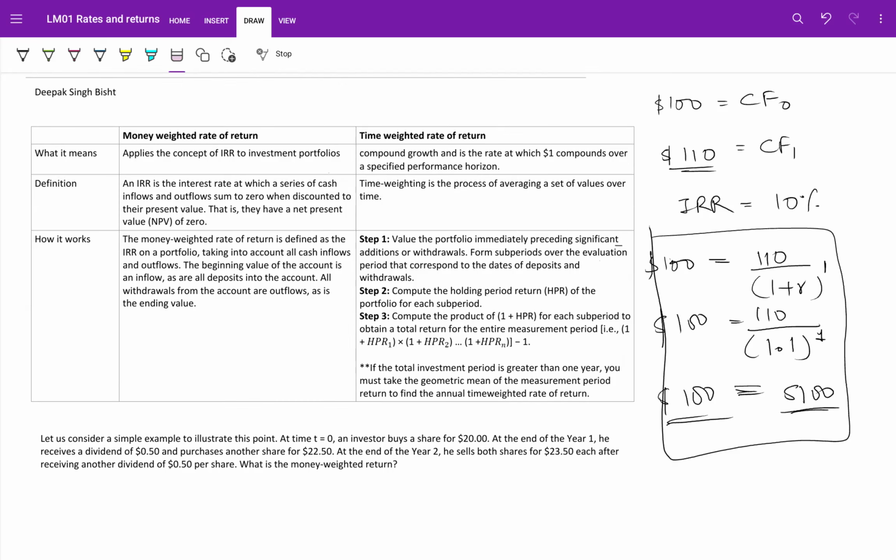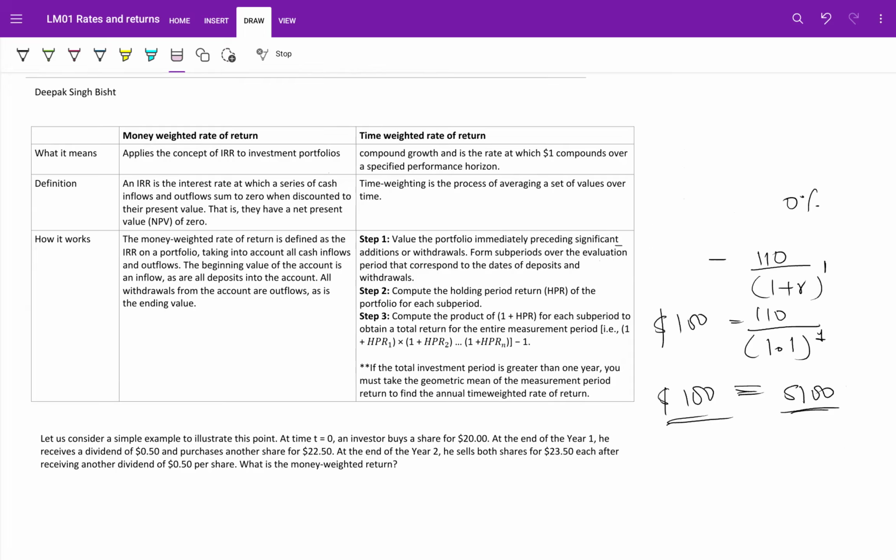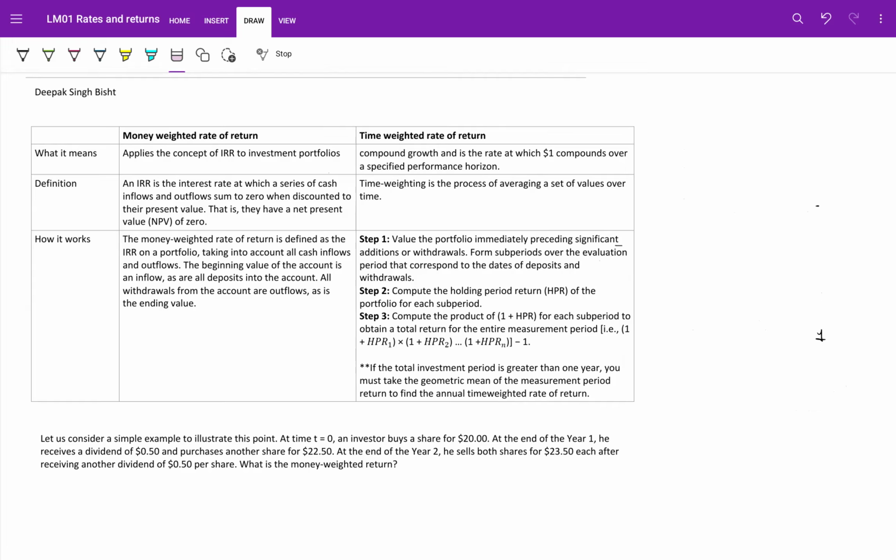The CFA exam is a multiple choice question based exam, and we will have time constraints when we appear for the exam. The example we just discussed is also mentioned in the how it works section. Now, since we have understood the internal rate of return, let's discuss money weighted rate of return.